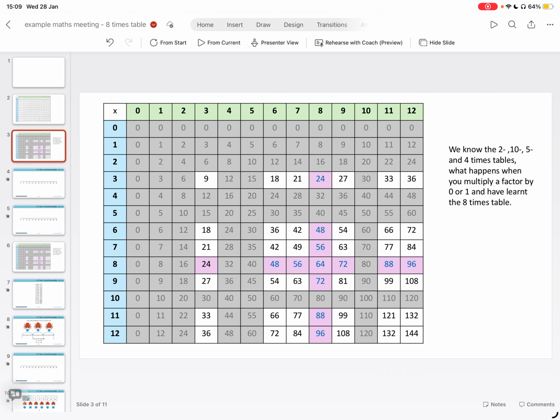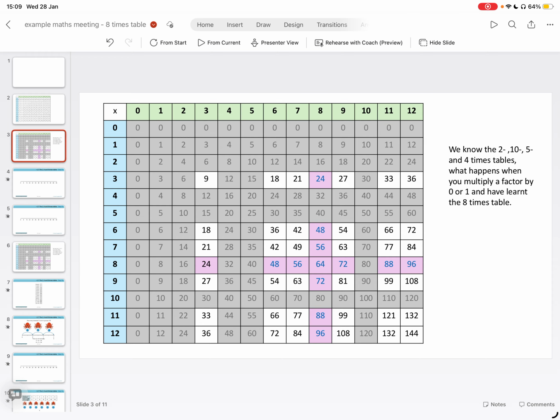Now, by the time I was teaching this year 4 group, they knew their 2s, 5s, 10s and 4s. And now we are learning their 8s. So you can see there are some facts they need to learn, but there are others which they already know.